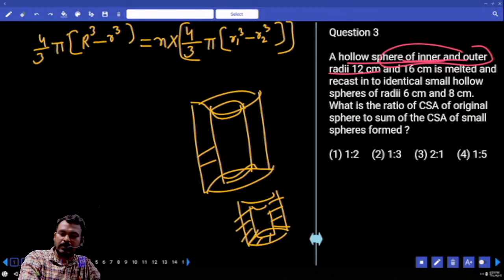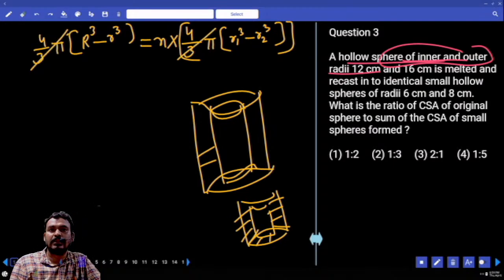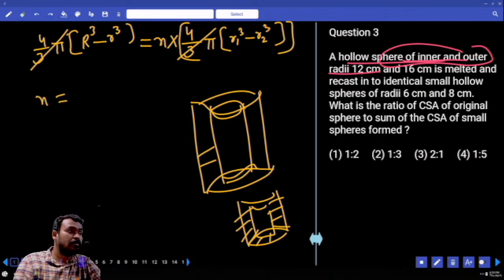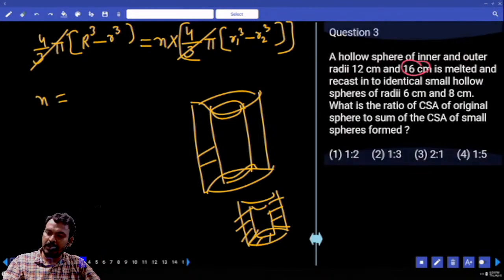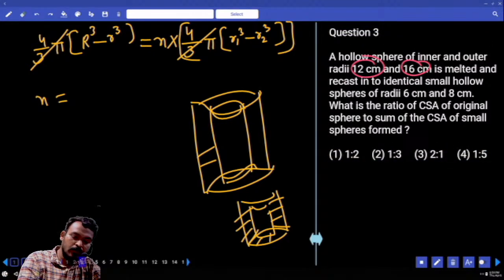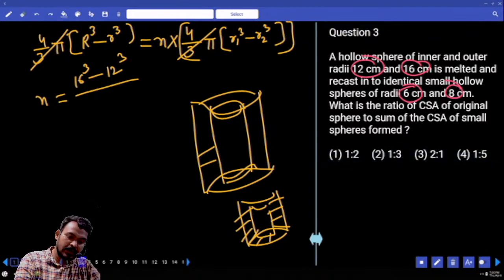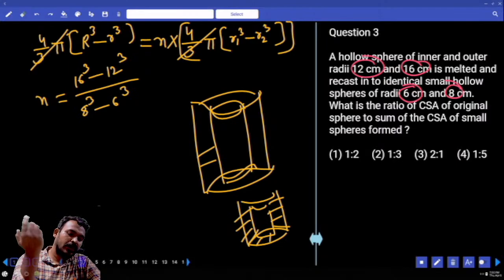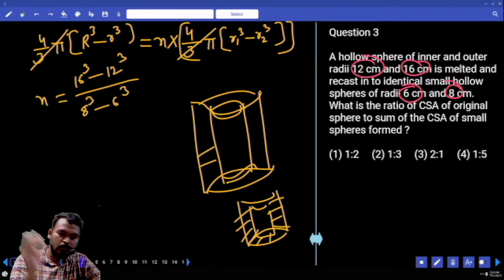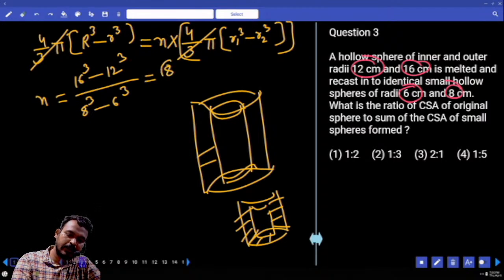Hollow sphere means outer volume minus inner volume. First of all, on both sides 4 by 3 pi cancels. Then n equals capital R cube minus small r cube by r1 cube minus r2 cube. The values are 16 and 12, so 16 cube minus 12 cube, divided by 8 cube minus 6 cube, since r1 is 8 and r2 is 6. Simplifying this, we get almost 8 times.